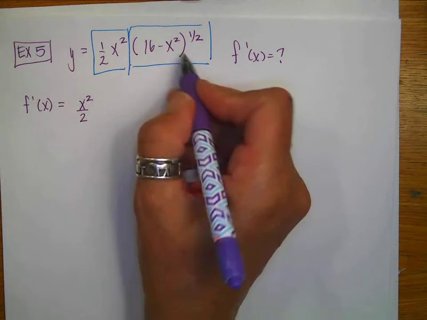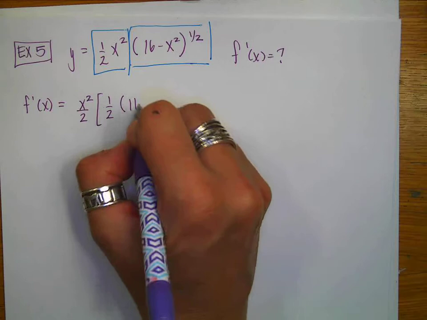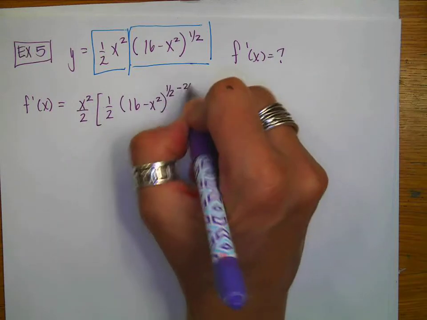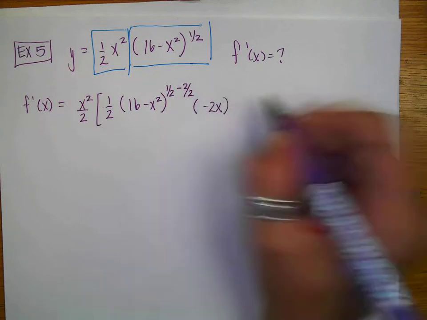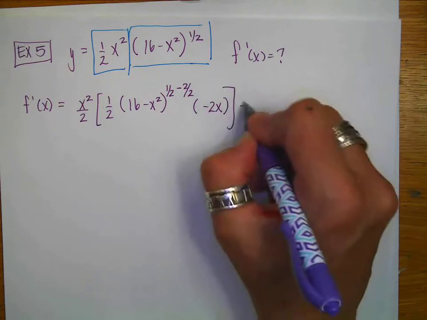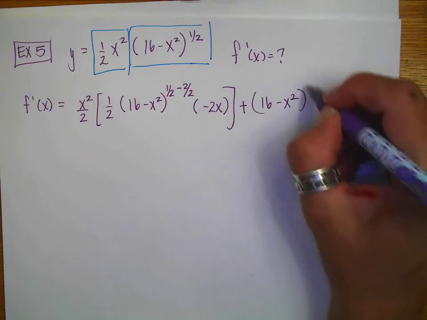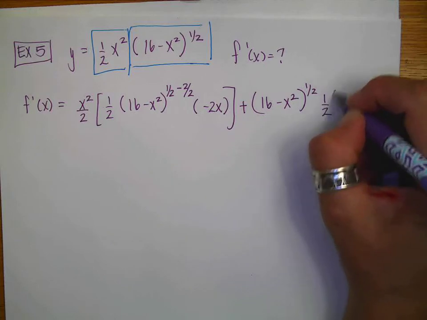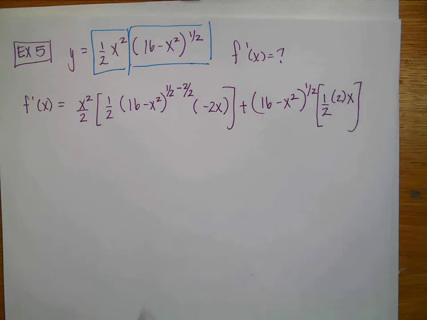So the product rule is the first thing times the derivative of the second, so 1/2 x squared times (16 minus x squared) to the negative 1/2 times the derivative of the inside, a negative 2x, plus the second thing, (16 minus x squared) to the 1/2, times the derivative of the first, which is 1/2 times 2x.